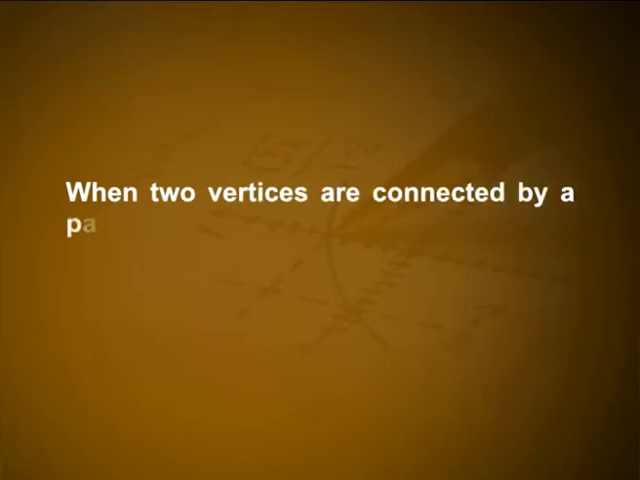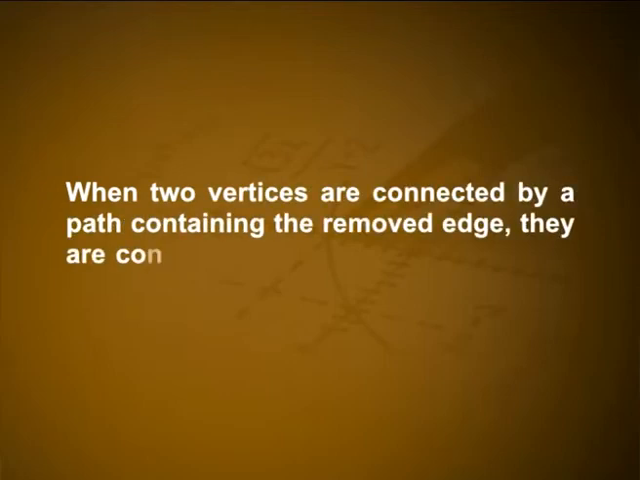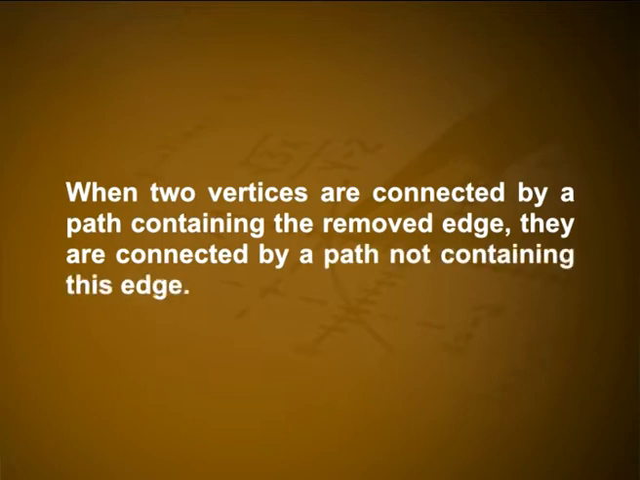If G is not a tree, it must contain a simple circuit. Remove an edge from one of the simple circuits. The resulting subgraph has one fewer edge but still contains all the vertices of G and it is connected. This subgraph is still connected because when two vertices are connected by a path containing the removed edge, they are connected by a path not containing this edge. We can construct such a path by inserting into the original path, at the point where the removed edge once was, the simple circuit with this edge removed.